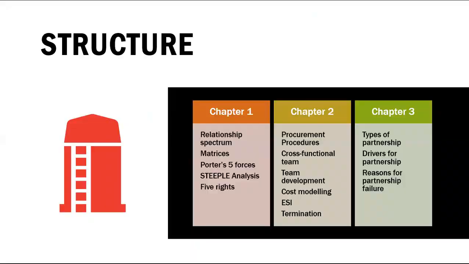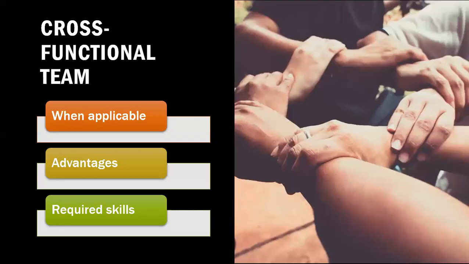In chapter 2, as I revisit here, we also focus on models. And there are some models to consider, like cross-functional team, the team development stages, cost modeling, and early supplier involvement. About these models, they tend to focus on the advantages and disadvantages of the model, as well as how they apply in a procurement context.